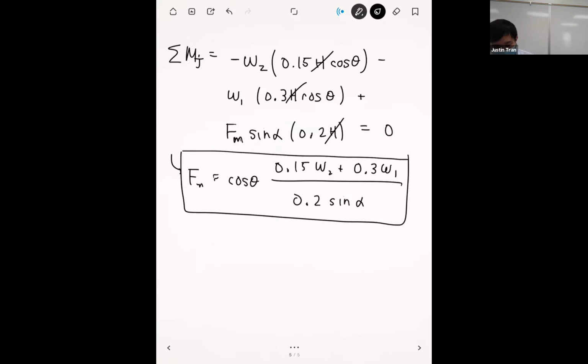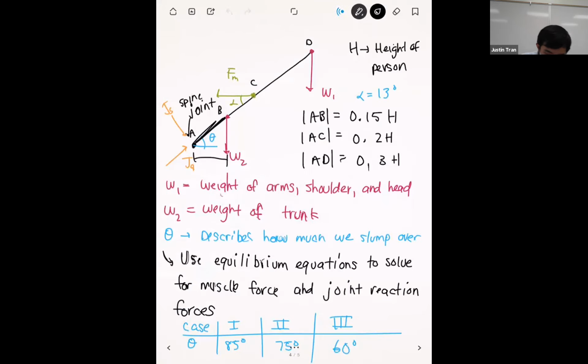Well, in this case, we're assuming that Fm is horizontal. So the Fm is not quite horizontal. This figure makes it look like it is, but since alpha here is only 13 degrees, it's actually pointing more down like that. And because alpha is constant, the direction for Fm is going to change in each of the configurations.